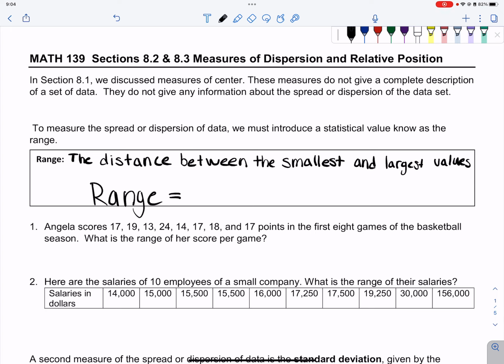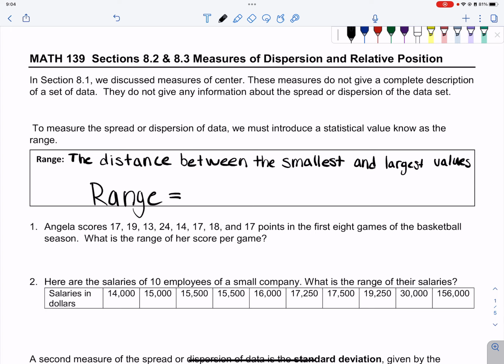In 8.2 and 8.3, we are going to be looking more at our data sets and being able to interpret the information that it tells us in some other methods. The first thing that we're going to start with is to look at how spread out our data set is. One thing we want to be able to understand is, are the numbers very close to each other? Are they very far away?